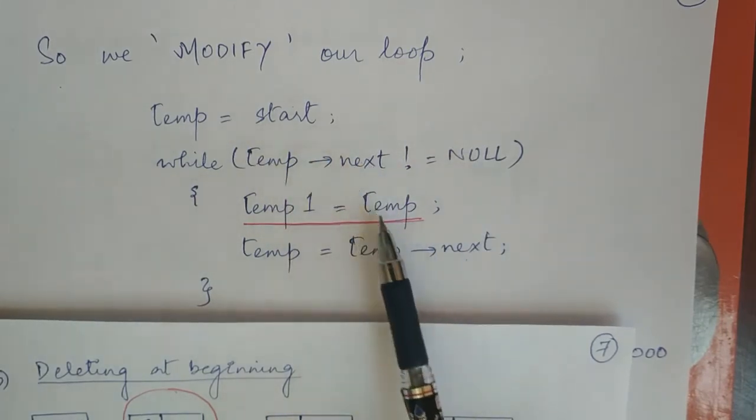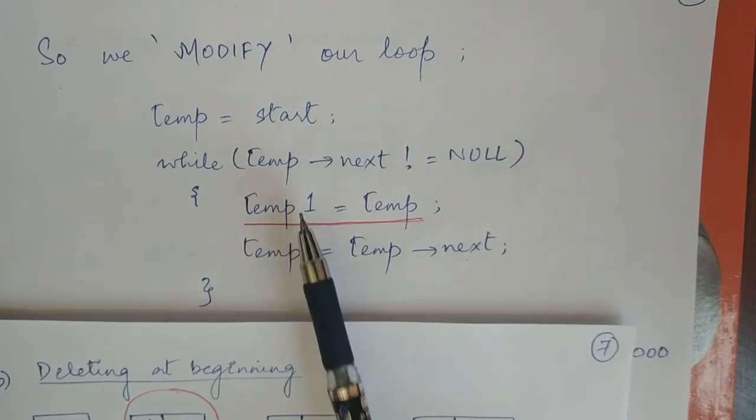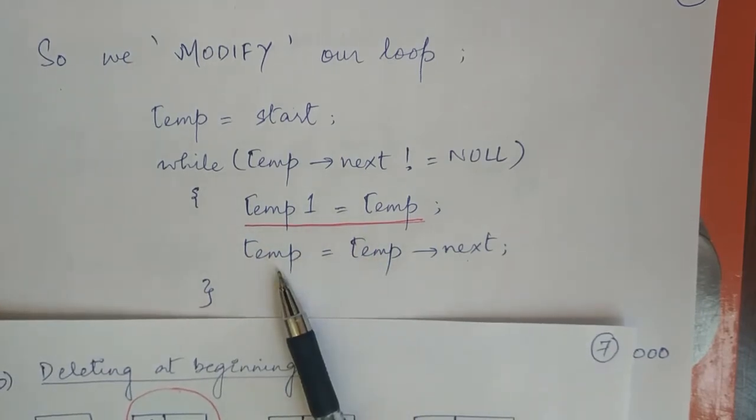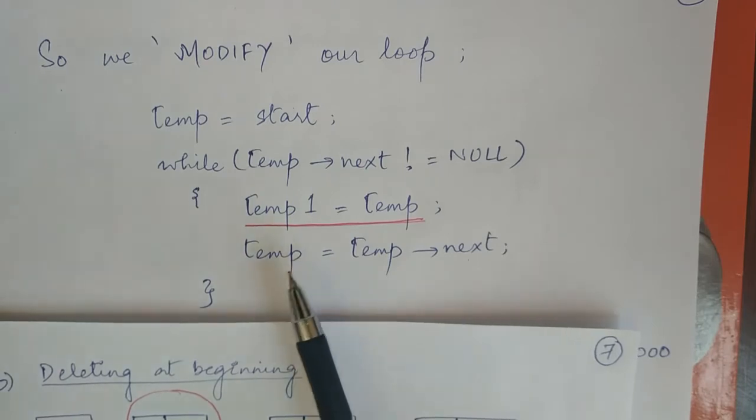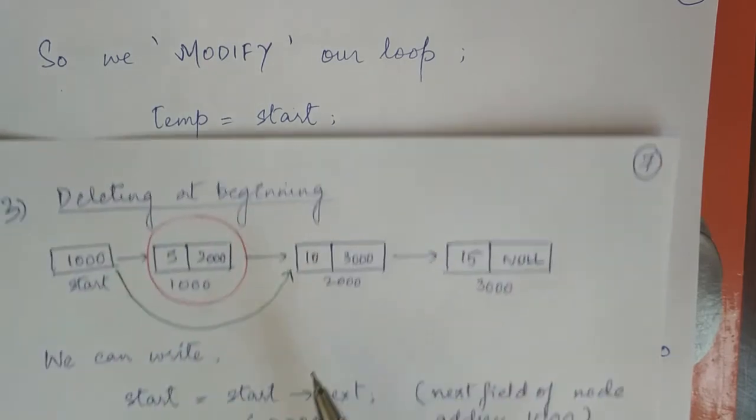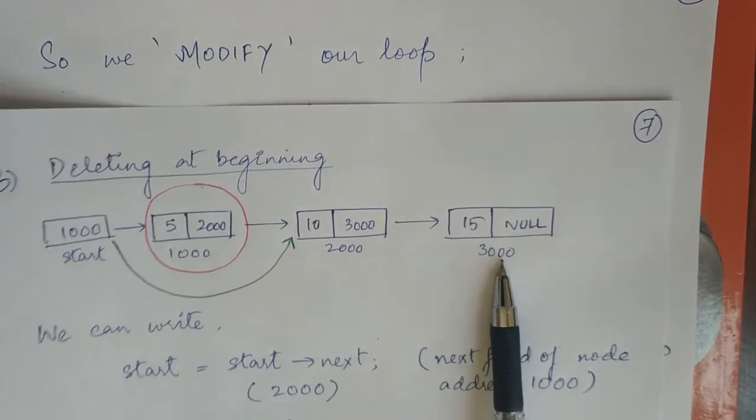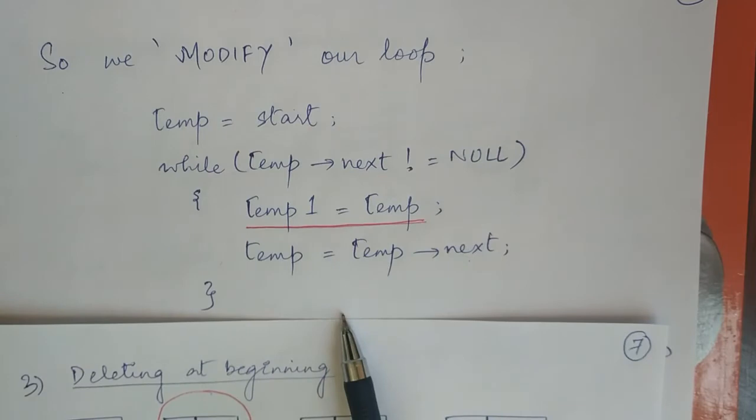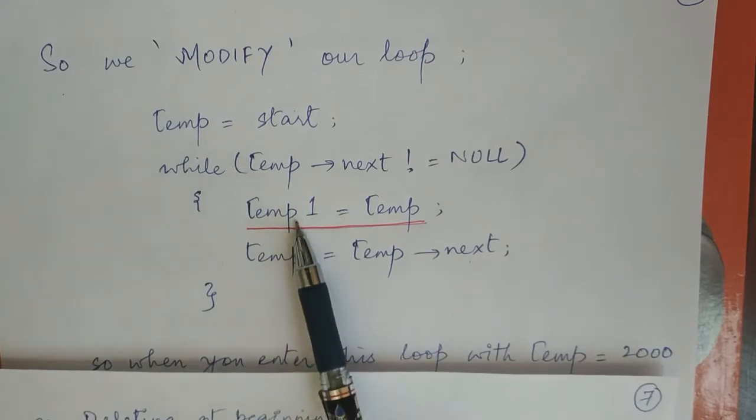So it's still not null, you'll enter again. Now 2000 gets overwritten on temp1, which had initially 1000, so 2000, and temp becomes 3000. So if you see, this is 2000 and this is 3000. You should always refer to this figure when you are doing this traversal. So now temp1 has 2000 and temp itself has 3000. So when you go back to the loop, 3000 to next is null, so you will come out of the loop. So now your temp has 3000 when you come out of the loop, and your temp1 has 2000.